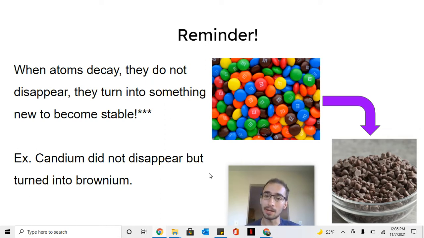So like during our M&M lab, when you were taking the M&Ms out of the cup, you're supposed to be replacing them with brownium to show that when the M&Ms decay, they're not disappearing, but they get turned into brownium, which was more stable. So that was the point of that.